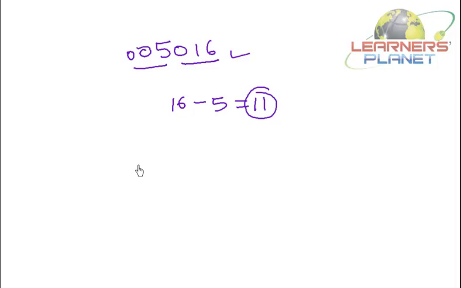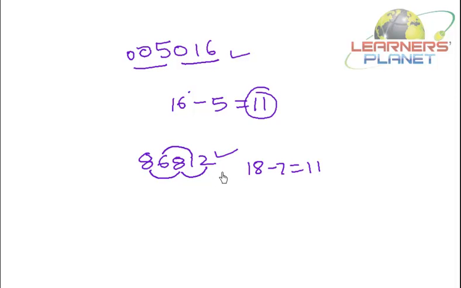Now let's take one more example. It is 86812. We can apply any of the divisibility tests. Let's apply both the divisibility tests on the same number. In this case, 8 plus 2, 10, plus 8, 18, and 6 plus 1, 7. So 18 minus 7, we are getting 11. So this number is divisible by 11.